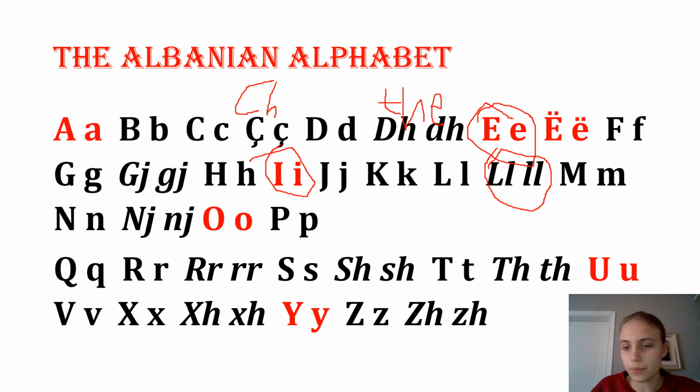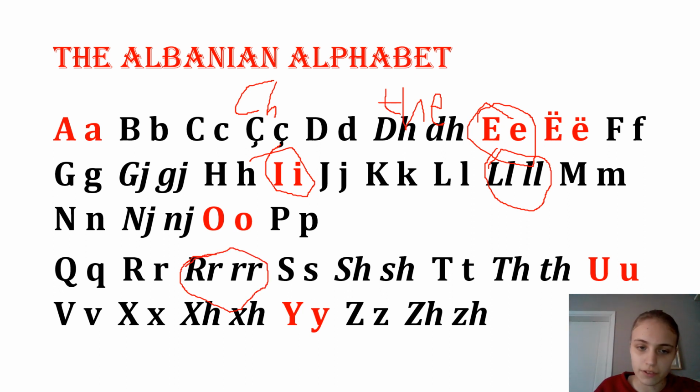Then we have M, which we pronounce M, then N. And then we have N and J, so N and Y, which we pronounce Nya. Then we have another vowel, O, not O, but O. Then we have P, which we pronounce P. Then we have this thing here, which we pronounce Ch. So this is a rare sound in English, but it's not in other languages, really. Ch.